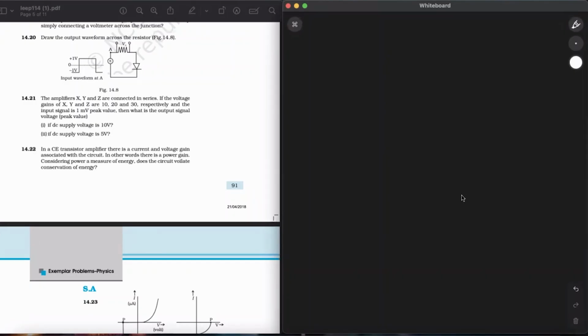So, the different gains in a CE transistor amplifier. The current gain beta has been given to us. The current gain beta is delta IC upon delta IB, and the DC current gain will be IC upon IB. Voltage gain is also there. So the power gain is very high in a CE transistor amplifier.